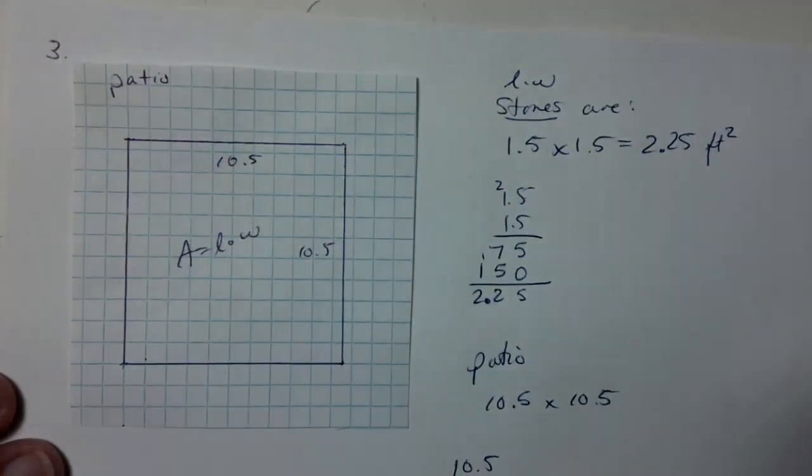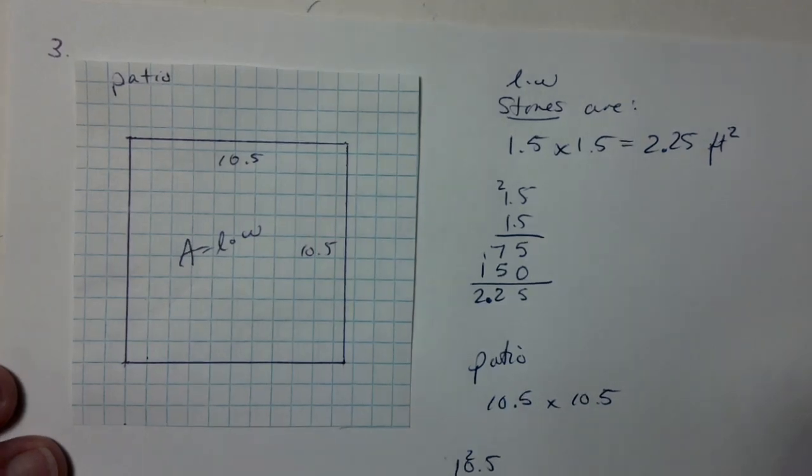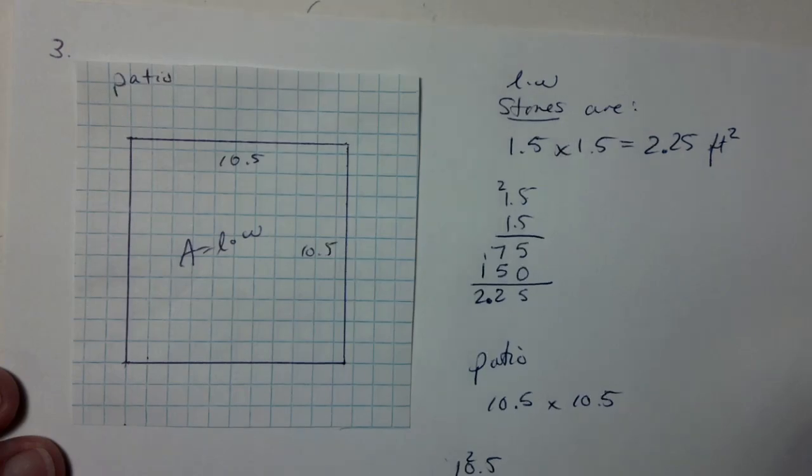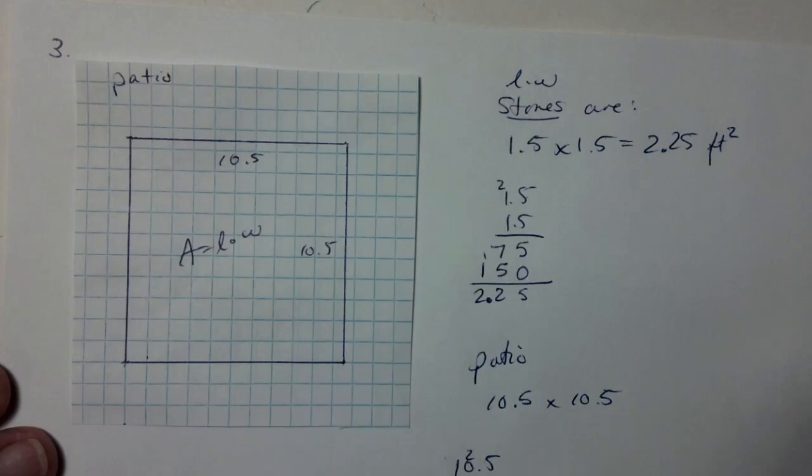5 times 5 is 25. Write down the 5, carry the 2. 5 times 0 is 0 plus 2 is 2. And 5 times 1 is 5. Annex a 0. 0 times 5 is 0. 0 times 0 is 0. And 0 times 1 is 0. Annex 2 zeros. 1 times 5 is 5. 1 times 0 is 0. And 1 times 1 is 1. And add everything up. 5 and 2. 5 and 5 is 10. Makes that a 1 and a 1. I got 2 decimal places, so the decimal goes right there, and that is feet squared.